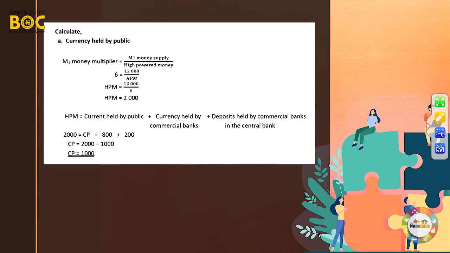So you can see the calculation. M1 money supply divided by the money multiplier gives you the high powered money. High powered money is the total of currency held by public, currency held by commercial banks, and deposits held by commercial banks in the central bank. And they have already given us the currency held by commercial banks and the deposits held by commercial banks in the central bank. So on that basis, the currency held by public is 1000.